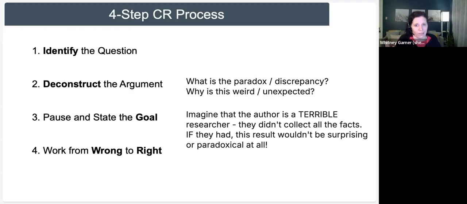This must be an idiot who wrote this article. He didn't actually collect all the facts. He didn't talk to everybody. He's mixing up words. This person wouldn't be so surprised if they'd done better research. So our job is to explain away the surprise. I want to come up with something that's like, oh, well, then this isn't surprising. This is obvious, right? We're not just going to explain something. We're going to explain to this terrible researcher how their surprising result isn't actually all that surprising.